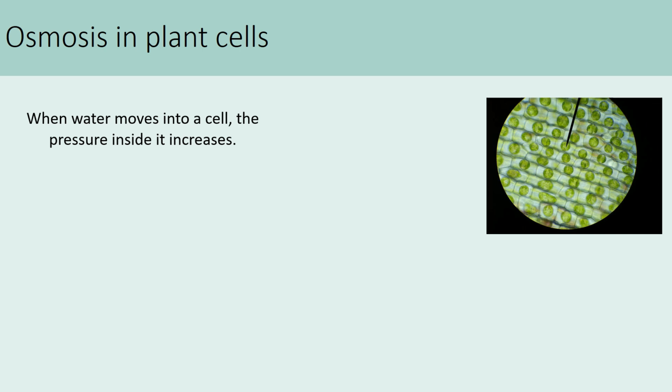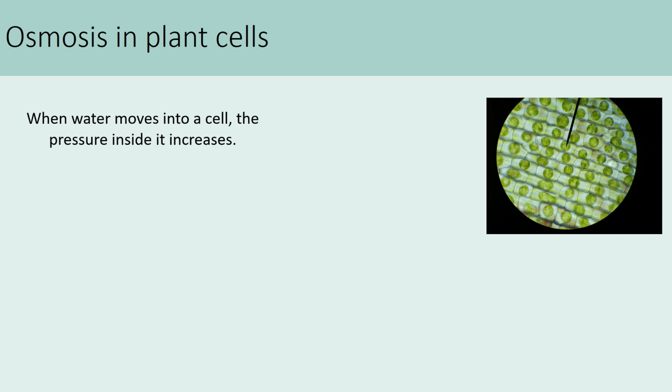Okay, so osmosis in plants. When we looked at the osmosis in animal cells, we saw that because animal cells don't have that cell wall, it means that if too much water goes into the animal cell, it causes it to burst, or lysis. And if too much water is leaving the animal cell, then it causes it to shrivel in a process called crenation, because it's unable to fulfil its role anymore.